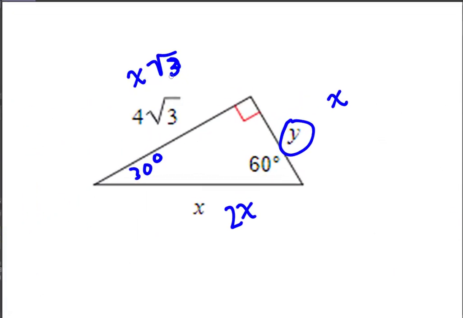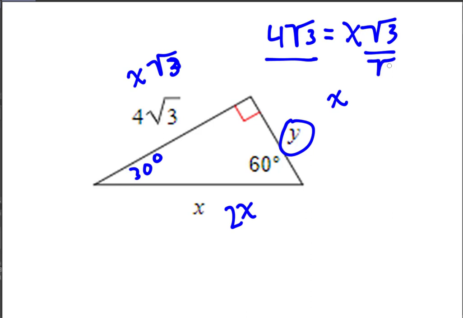Since that's the case, if this is supposed to be x square roots of 3, I set my 4 square roots of 3 equal to x square roots of 3. I could see that basically x was going to be 4, but just for kicks and grins, we're going to solve it algebraically. Square root of 3, square root of 3, so you get that x equals 4.